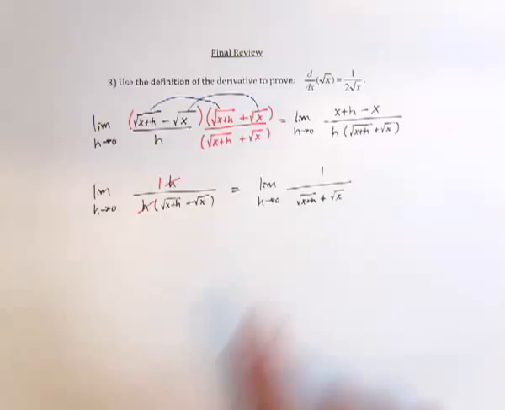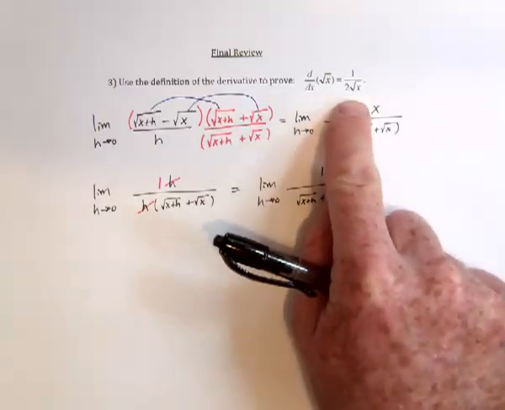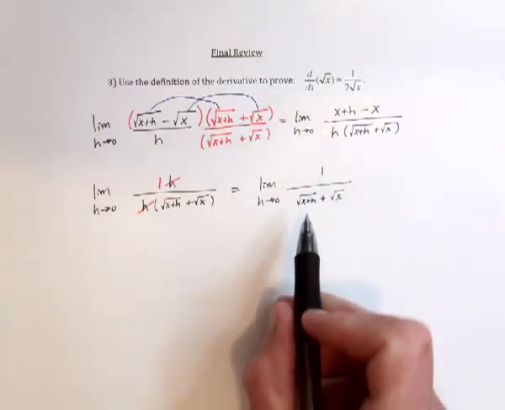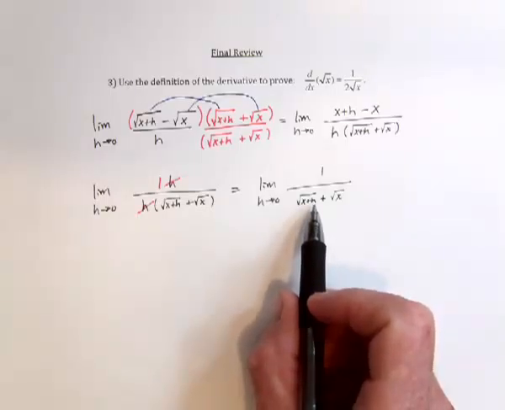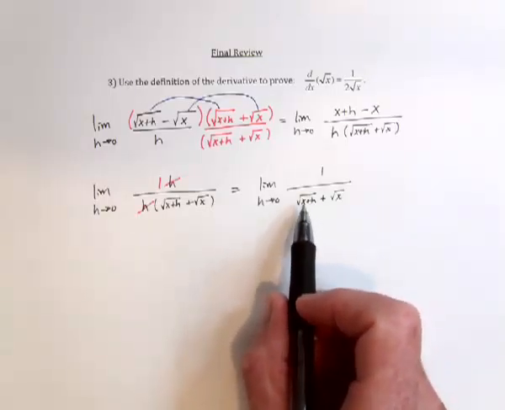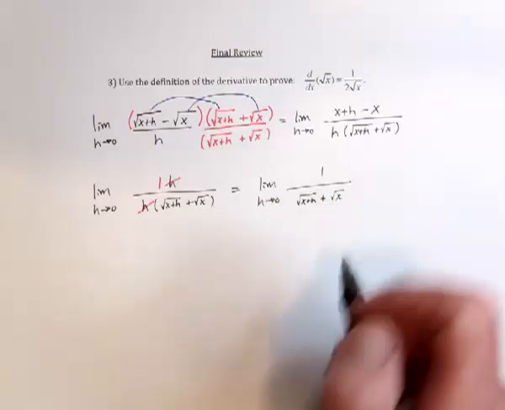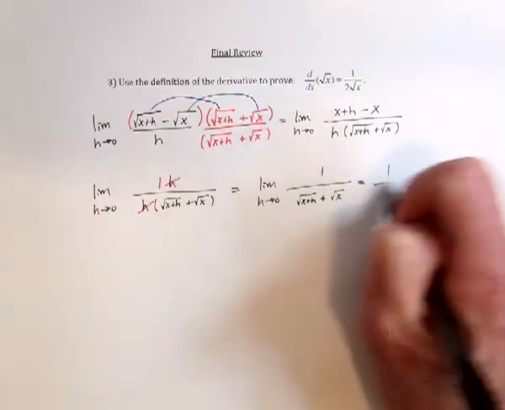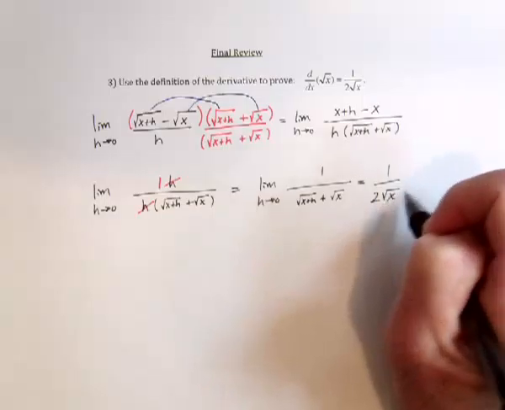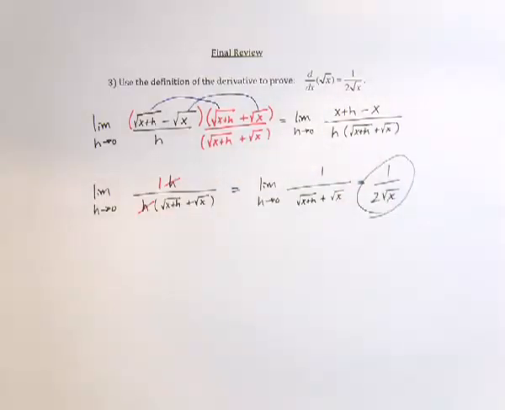The good thing about this problem is I already know what the answer is supposed to be, 1 over 2 times the square root of x, and look at this. If you have h go to 0, that one's gone, and it's just the square root of x plus the square root of x. So that means there's 2 of them. And that is exactly what it was supposed to be.